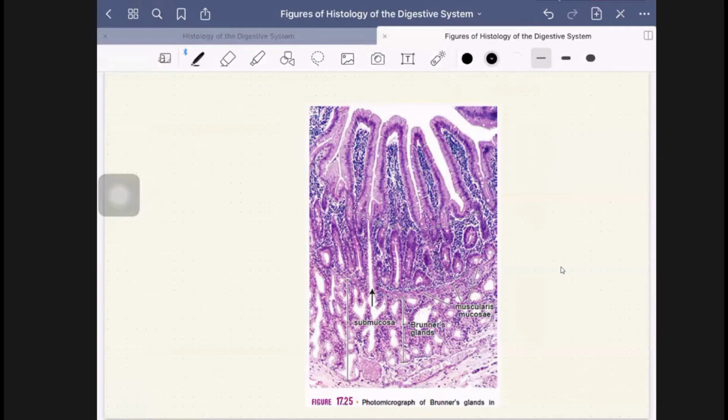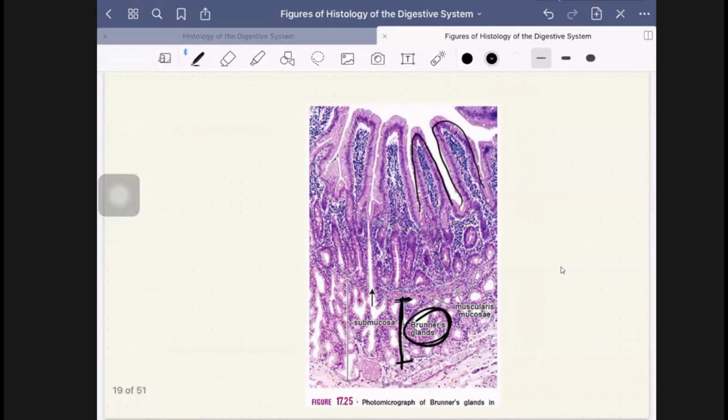This is another figure of the histological slide of the duodenum. So here these are the villi. These are the submucosal Brunner's glands. This Brunner's gland is very important for the identification of the duodenum.